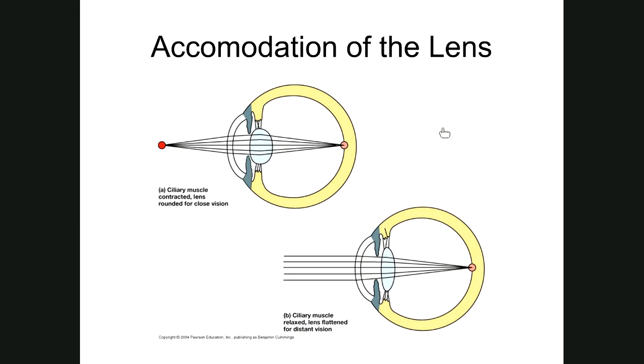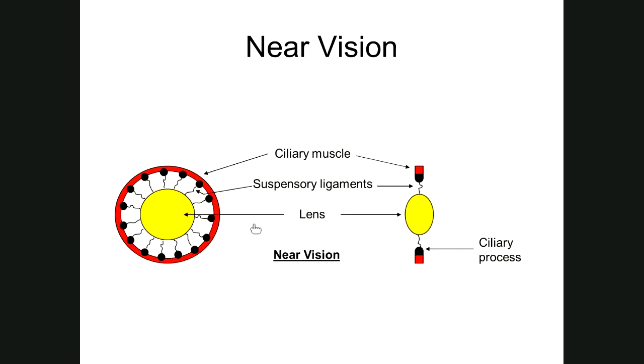In near vision, N-E-A-R vision, the ciliary muscle contracts and the tension on the suspensory ligaments is lessened. Okay, I drew this little PowerPoint for you. So in near vision, the ciliary muscle, this is the red muscle here, so remember it's a sphincter muscle, contracts. So it's going to go in. It was out here, it goes in. It's going to make the opening smaller, right, when it contracts.